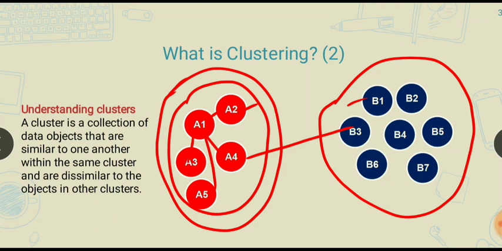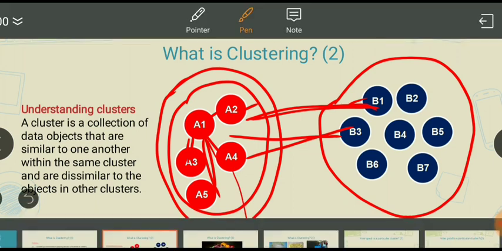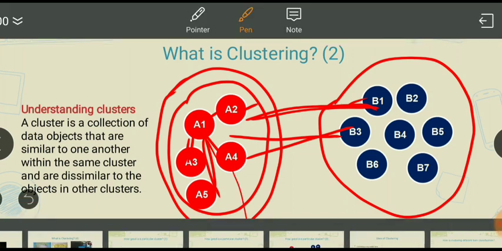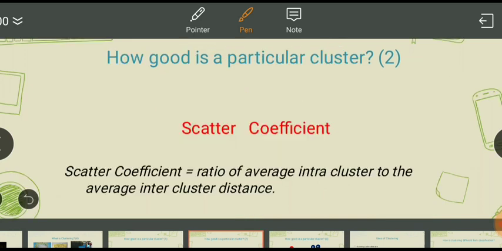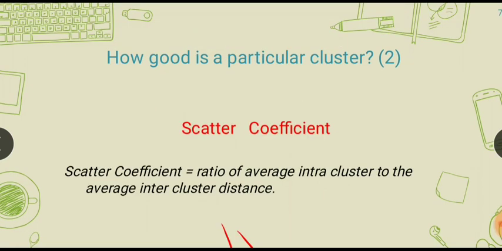And then I would find out the distance from every element of this particular cluster to every element of the other cluster. That will be the inter-cluster distance, and inside the cluster is the intra-cluster distance. So the scatter coefficient will be the ratio of average intra-cluster distance, that is the distance between data objects of the same cluster, to the average inter-cluster distance, the distance between objects of different clusters. So that's the scatter coefficient for you.